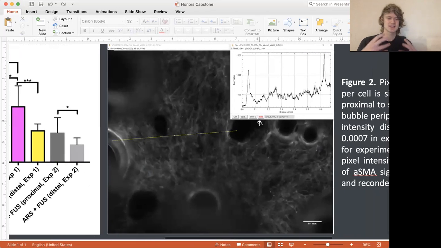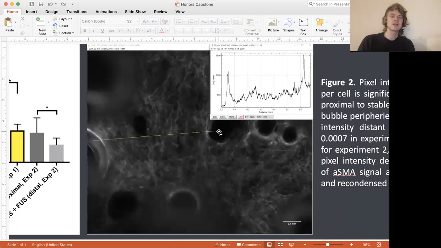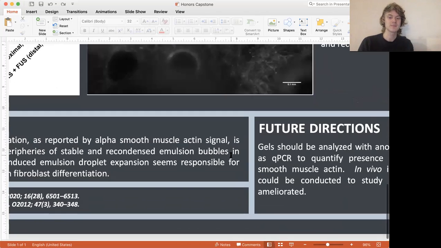And here is just a nice visual representation that I like to show. This is a line plot that records the average pixel intensity as it passes through the image. You can see here there are some peaks corresponding to the edges of these bubble events. So for this recondensed bubble, there's a peak represented here, correlated to the high alpha smooth muscle actin signal you're seeing right there. And then when it hits another bubble, you see another significant peak. So this is just a very nice qualitative way of describing what was happening.